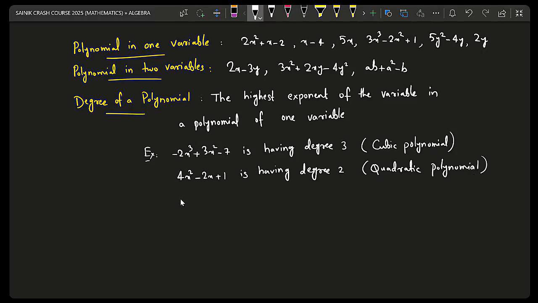Sir, for example, we have degree 1. Yes, Mayuk? Sir, what is degree 4 called? Come again. Degree 4. Degree 4 is biquadratic. The name of the polynomial is biquadratic.